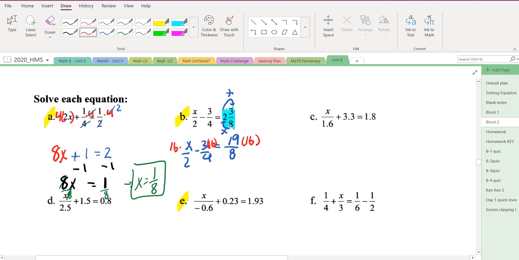Then we compare the number we're multiplying to our denominator, and it should be a nice whole number. 2 can go into 16 8 times. So we're left with 8x. Right? 4 can go into 16 4 times. 16 divided by 4 is 4. And you have negative 3 times 4, which is negative 12. There you go. 8 can go into 16 2 times. So 19 times 2, 38.